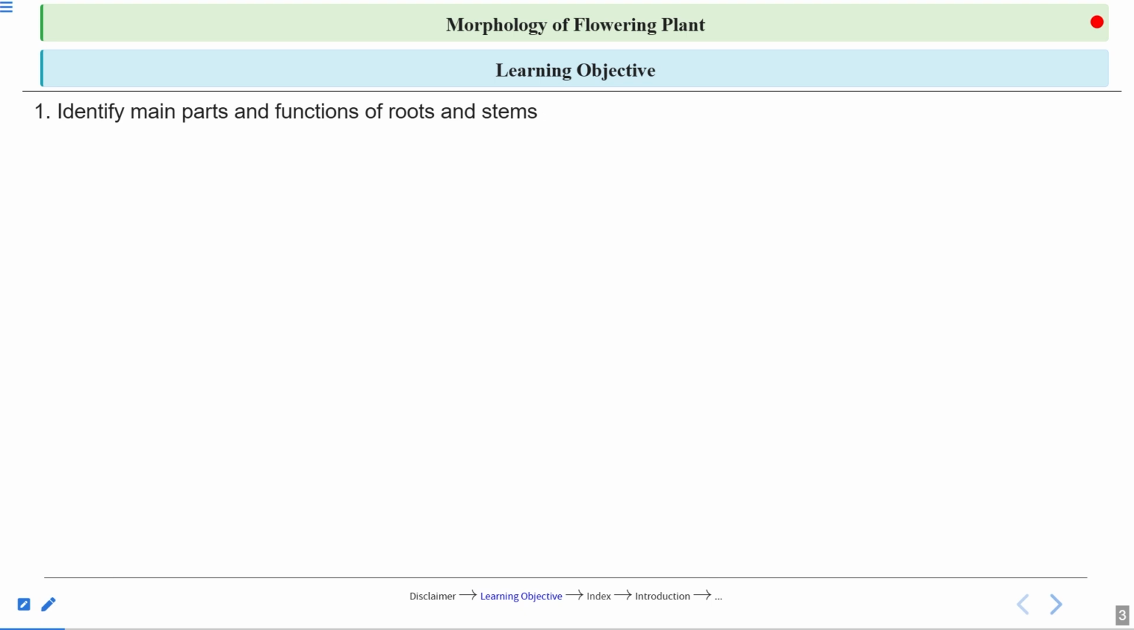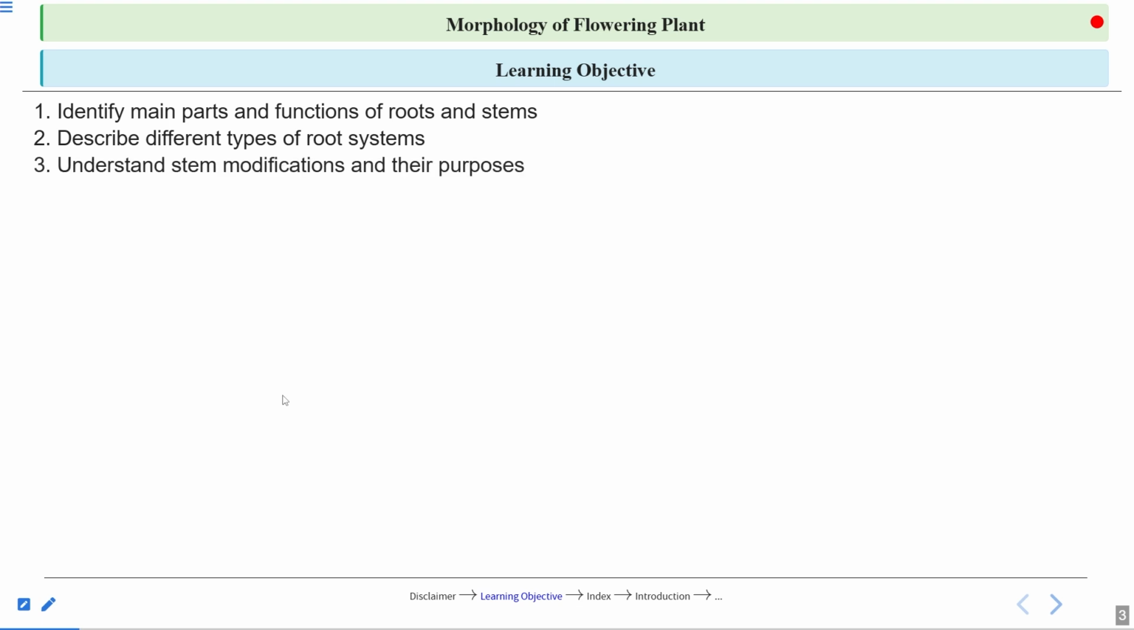First one, to identify the main parts and the function of the roots and stems. Describe the different types of root system. What are the different types of root system we will see in today's lecture. And the third one is to understand the stem modification and their purposes, why the stems got modified, right? We see different types of modification. So that also we are going to cover in today's lecture.